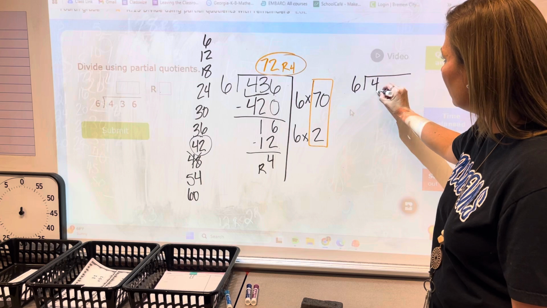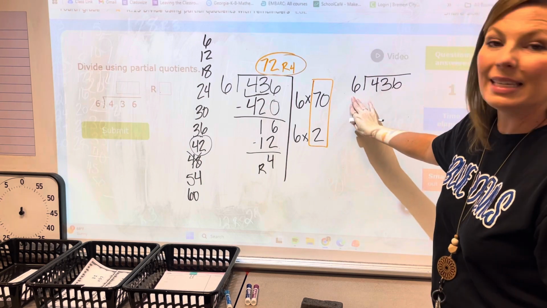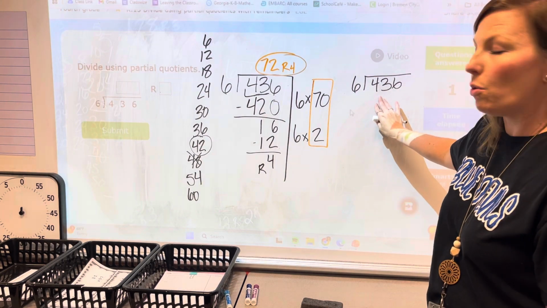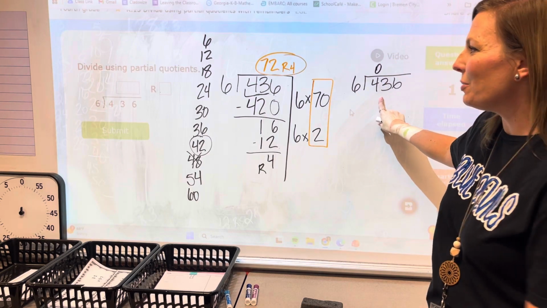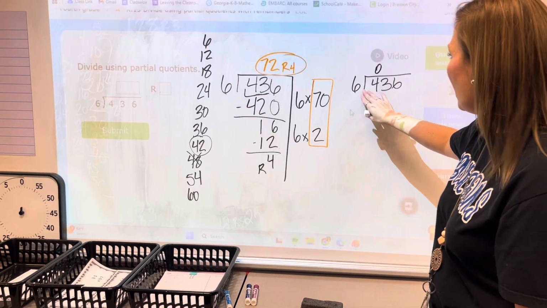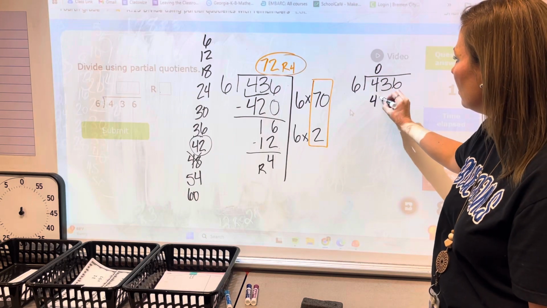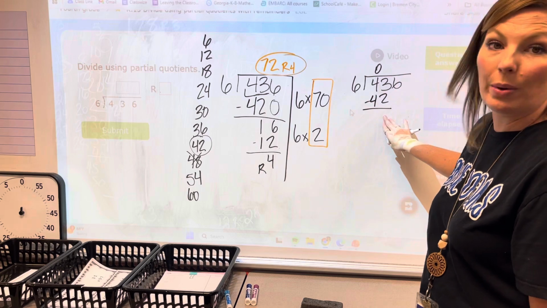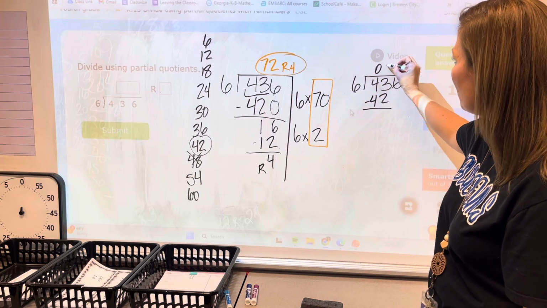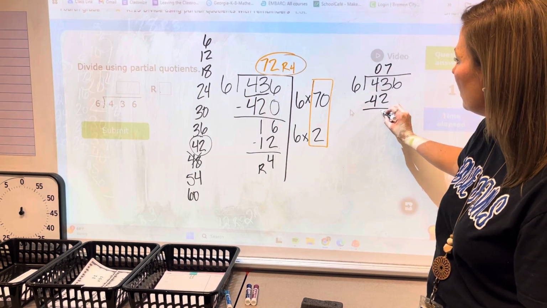we think exactly like we did before. Is 6 divisible by 4? We already know the answer to that is no. So I look at the first 2 numbers, which is exactly what we did here. So we have 42 is going to be the highest multiple of 6 without going over. So how many groups was that? We know that was 7. 7 times 6 is 42, and I subtract.